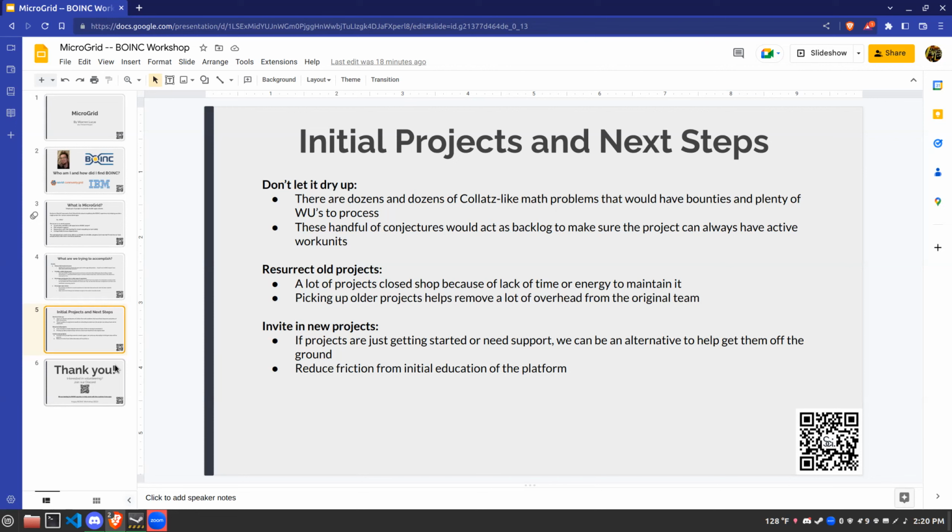But more importantly is reducing the initial educational introduction to the platform, right? So I know I spoke a little fast. I'm from the New York area, so I go pretty fast. But yeah, that's really it.